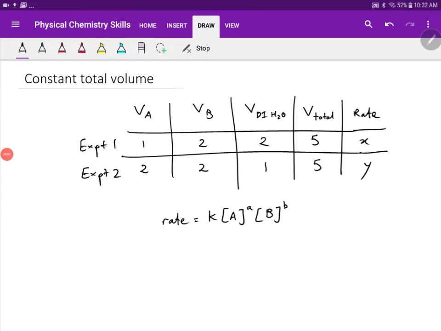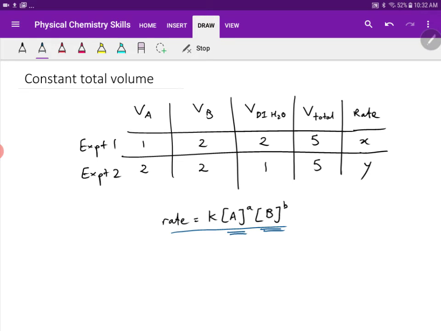Hi everyone, in this lesson we are going to look at why we need to use constant total volume when we want to answer clock reaction questions that involve mixing different volumes of solutions together. If you can recall, when we calculate rate, we usually use the rate equation, and A and B are usually represented in their concentration and not volume.